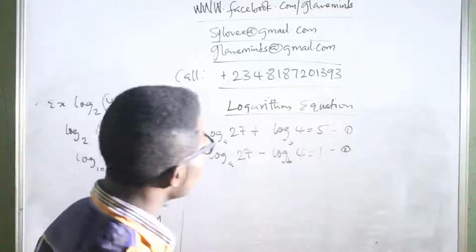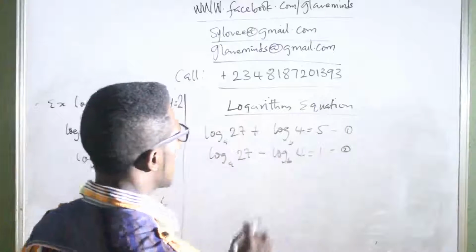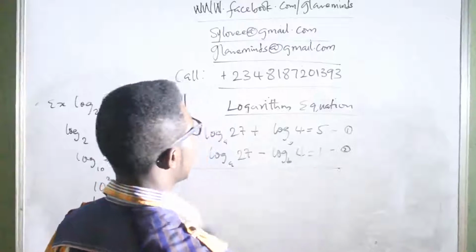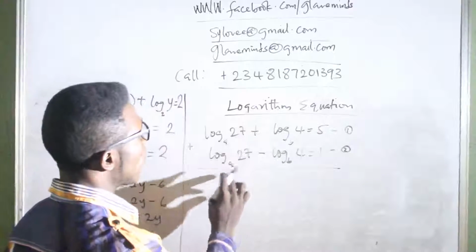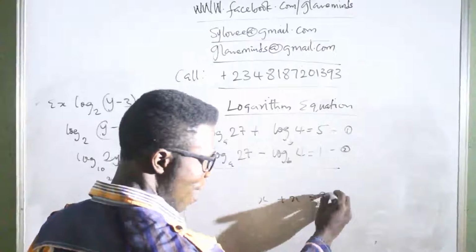Now, using elimination method, we're going to have these and these. When we add these and these together, definitely we're going to get something which is equal to 0. So let's add together in order for us to be able to eliminate log a, which is as good as writing x plus x, and that will give us 2x, right?